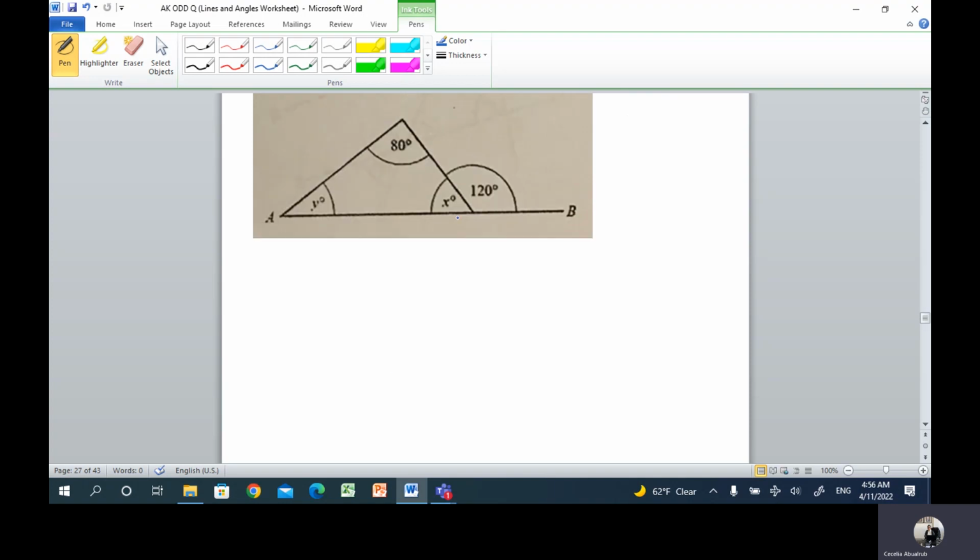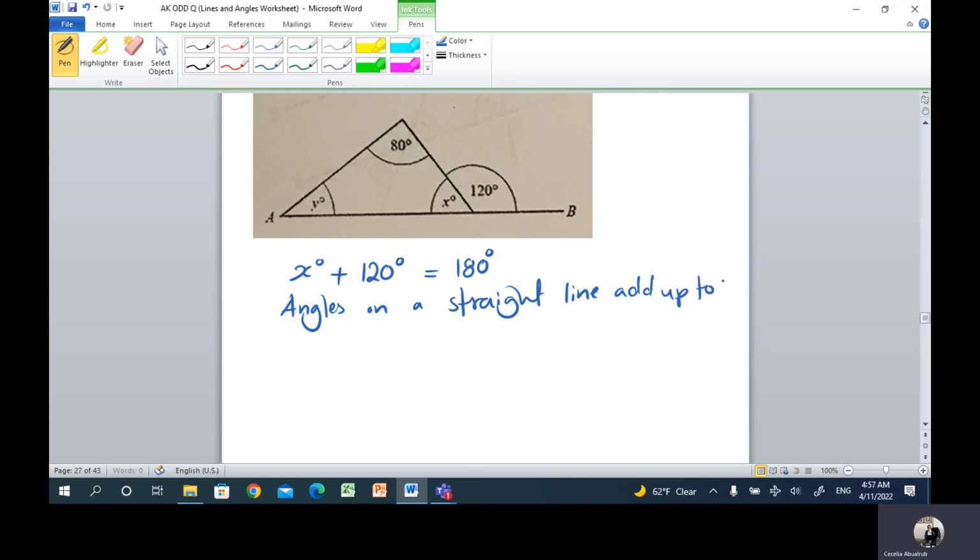And as you can see here, X is the first thing that you can start with, because X and 120 add up to 180. Why is that? Because angles on a straight line add up to 180 degrees. Now, if you apply opposite operations by subtracting 120 from 180, then X will come down to 60.